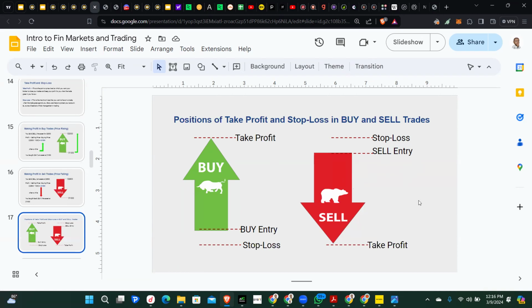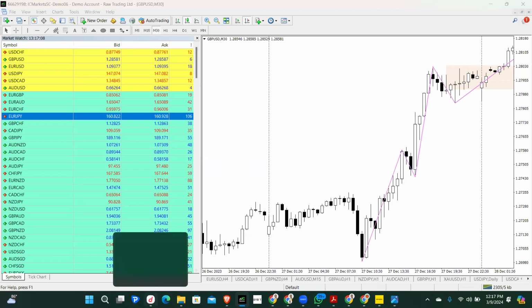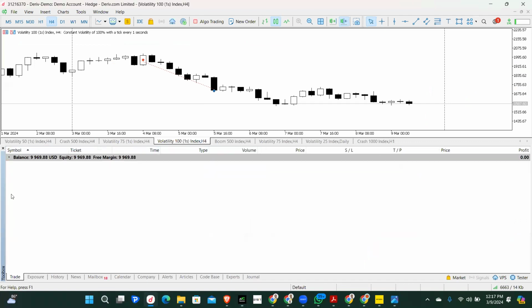So I want to quickly go back to MetaTrader 4 and show you this before we proceed. I'll be using the indices market, because this is Saudi and the currency market is not open. So I can't execute a trade on the currency market now. That's why I'm using the indices market. Okay, so let me see.